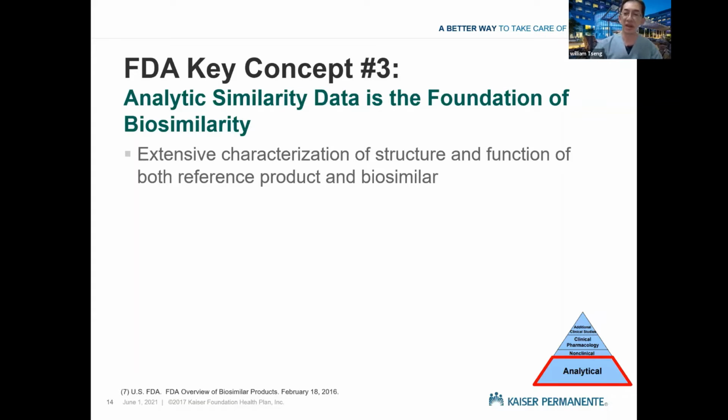Because of that, the analytical box, that triangle, is the biggest one, because it looks at the physical, chemical, functional characteristics. It looks at the primary amino acid sequencing, the post-translational modification, heterogeneity, and basically biological activity as well. So the analysis of the structure and the chemicals is really the largest component of development of a biosimilar medication.